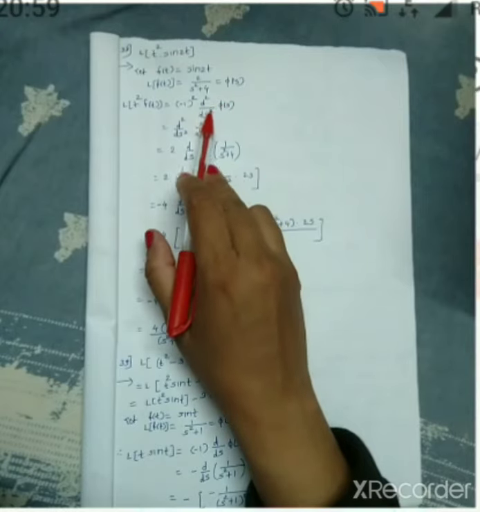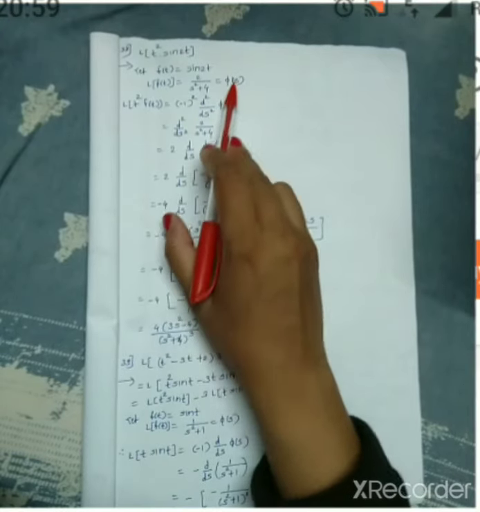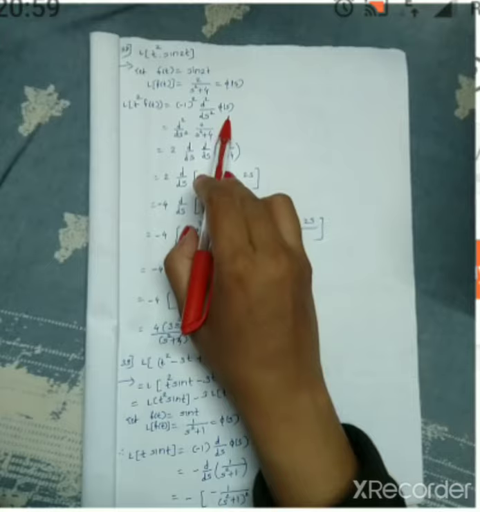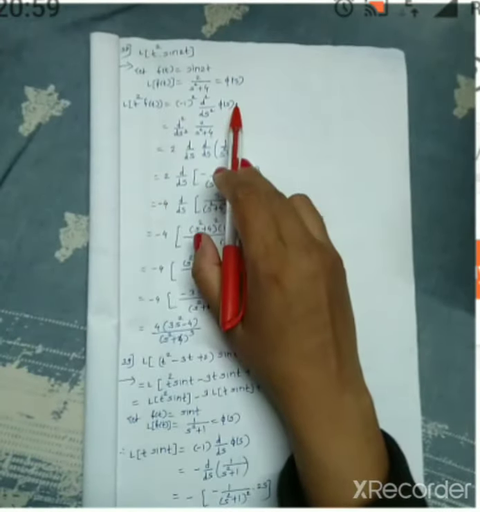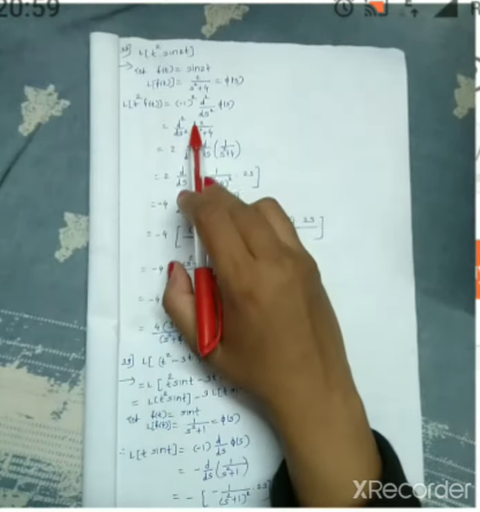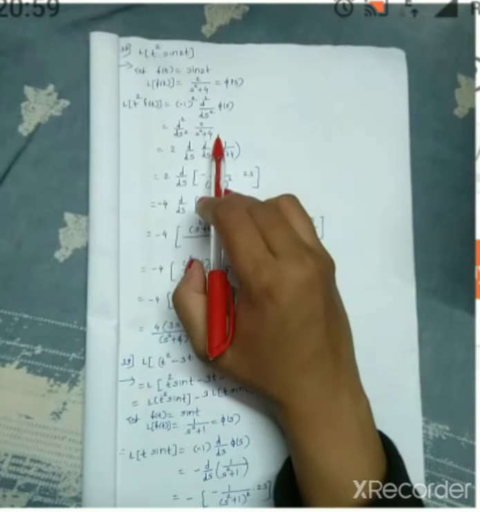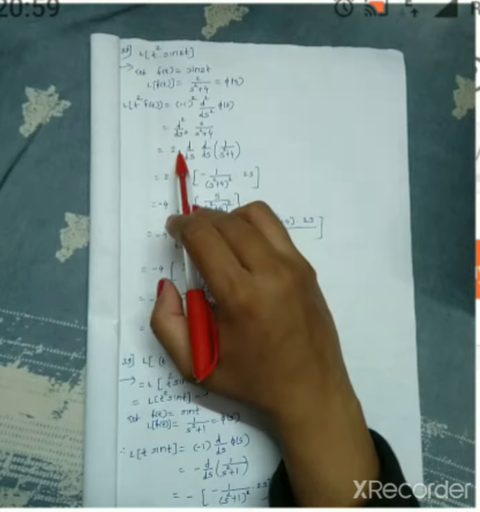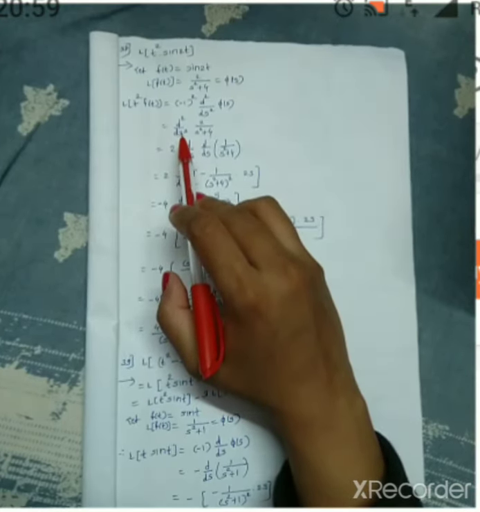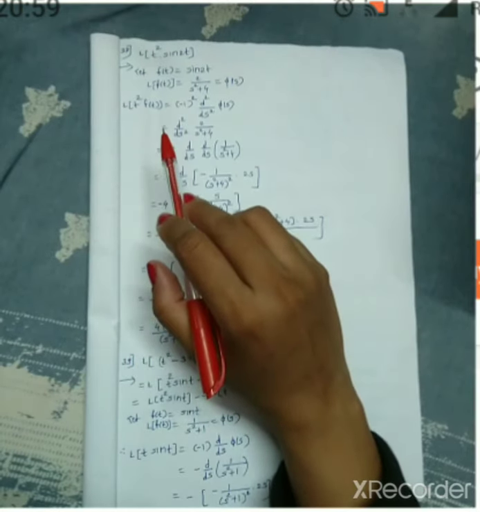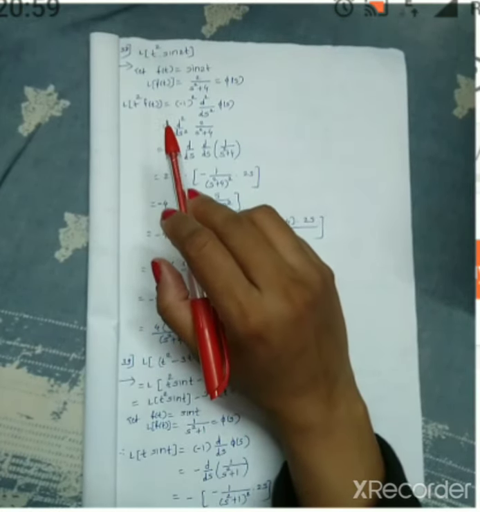Get the second derivative, that is d²/ds² of φ(s). This is the formula. Now what we have to do here: minus 1 squared is plus 1. We have to find the double derivative of this φ(s). Now take 2 outside, 2 is a constant. In any step, wherever constants are there, just take them outside from each function, either it is derivative, integration, Laplace, or anything.